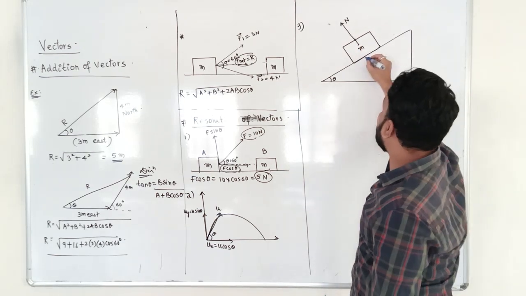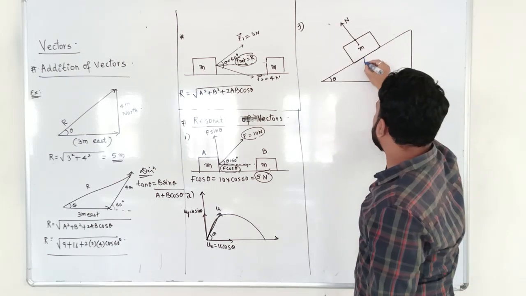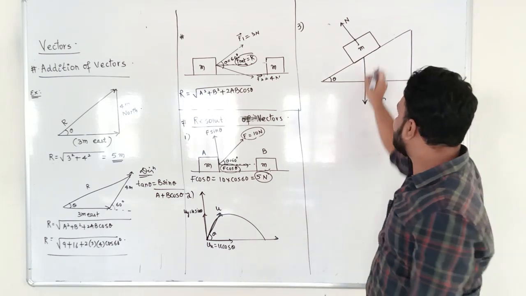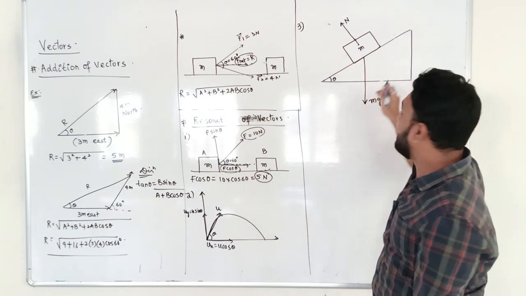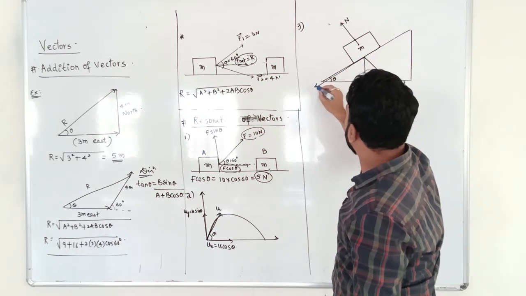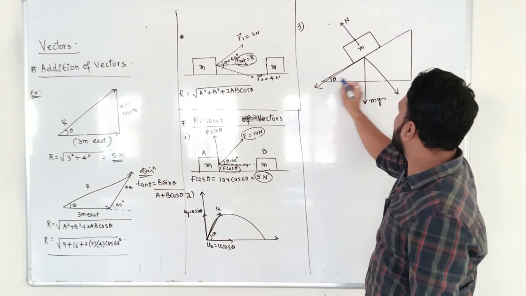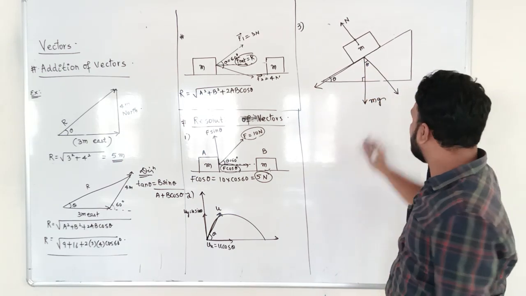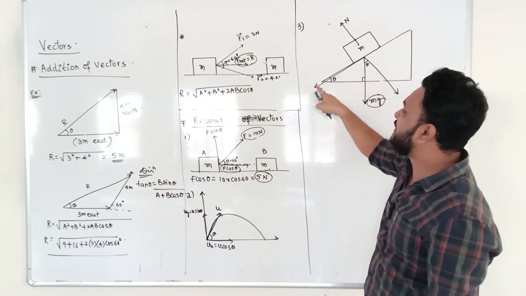Now, if we take mg, weight, how exactly is weight acting on this block? Weight is acting toward the center of the earth, that is mg. Correct? No? See here, mg has two components. This is acting as a resultant. The first component is this and the second component is this. Understood? See, this is theta, this is 90, this is 90 minus theta and this is theta. Correct? No? This mg has two components, one in this direction, another in this direction.